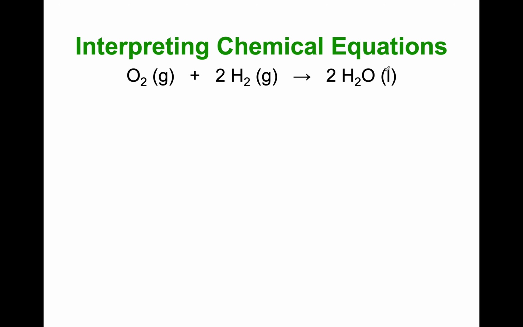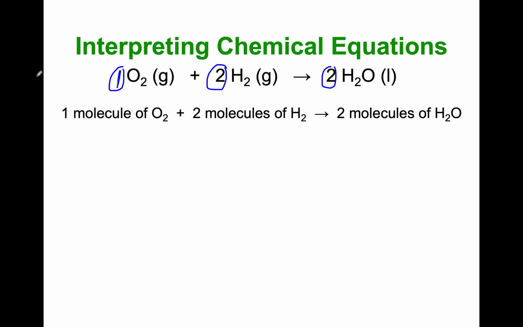So when we get to chemical equations, really want to emphasize that all of these have coefficients, whether they're written in or not. So that's 1, 2, 2. And if we just think about the molecular level, that's a molecule of O2. That's 2 molecules of hydrogen, and that forms 2 molecules of water.